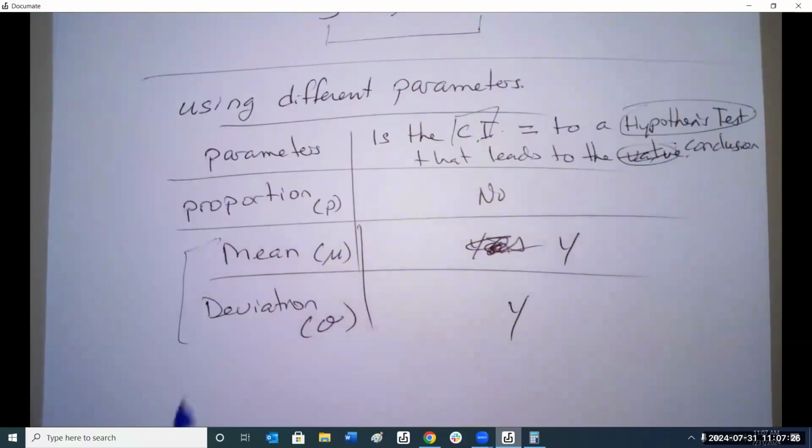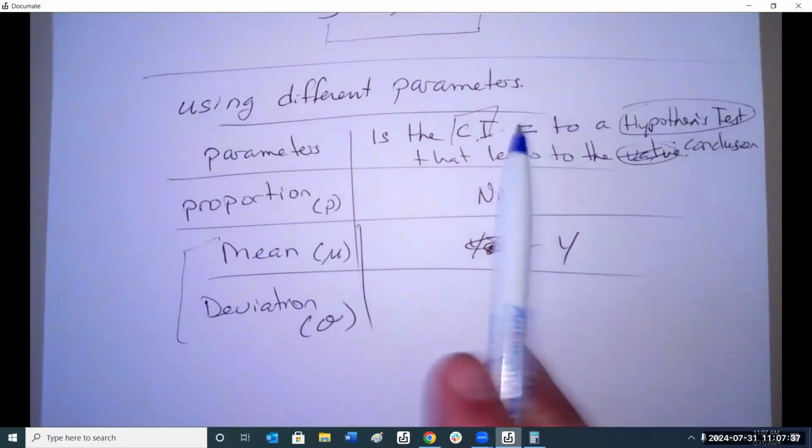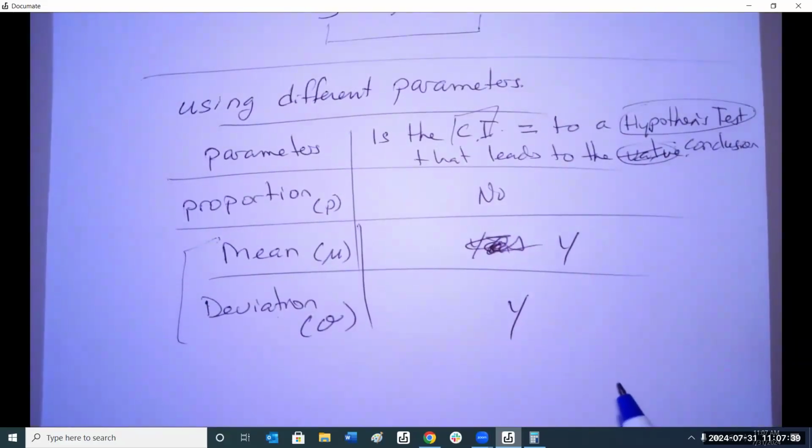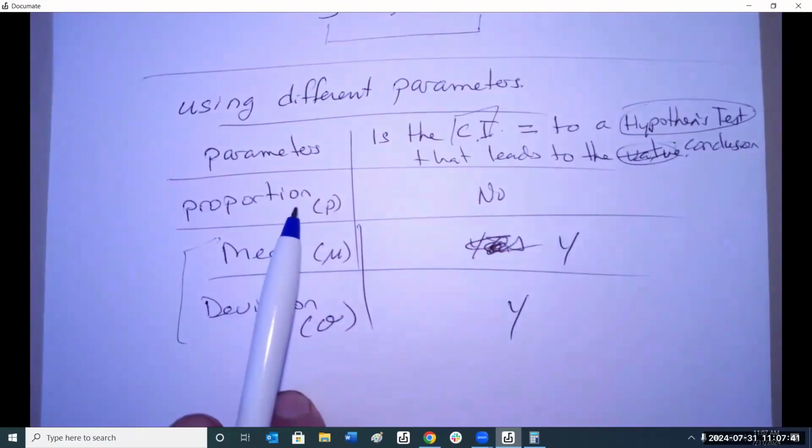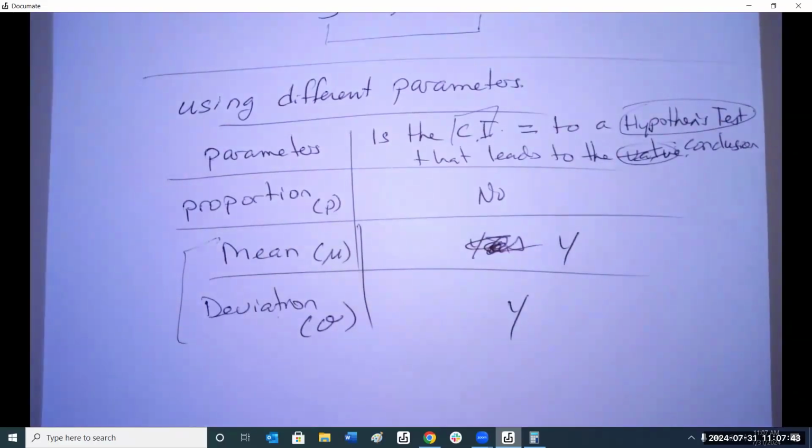Because the mean and deviation build off each other. You find the deviation by knowing the mean. So if one of them is right, the other one is too, and that's going to give us the same values. But a proportion depends on the critical value and the sample size. So that's why it's no, because both of those can change.